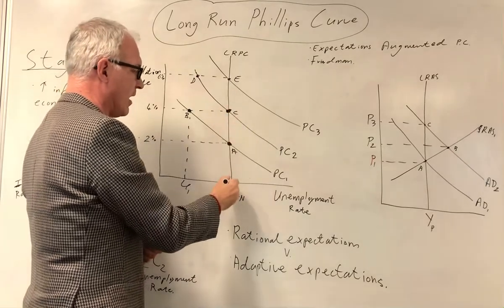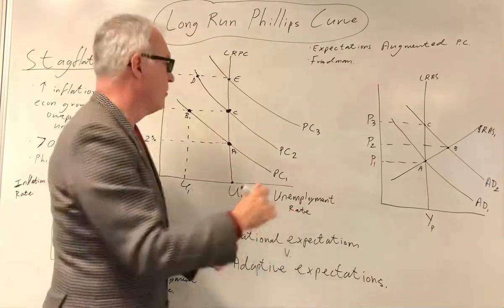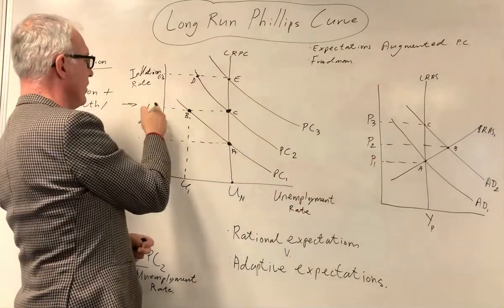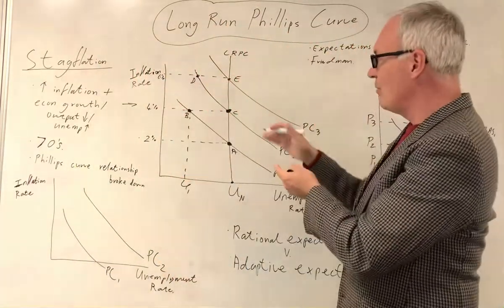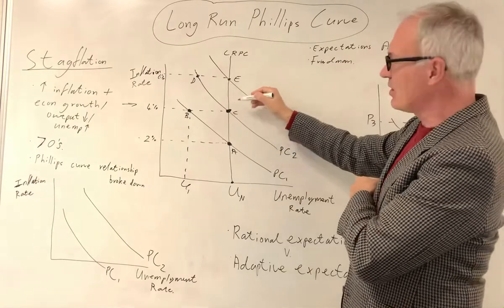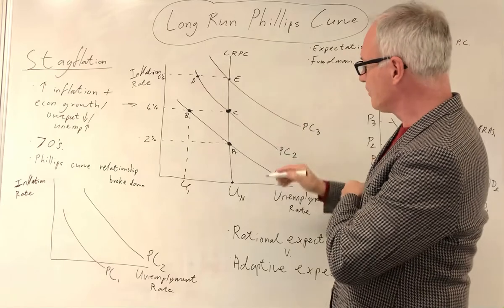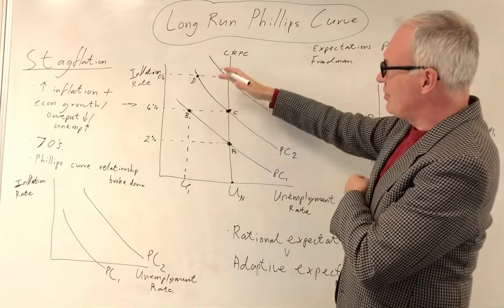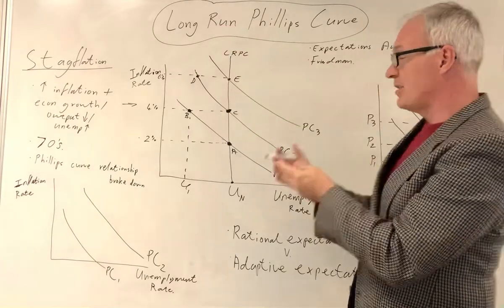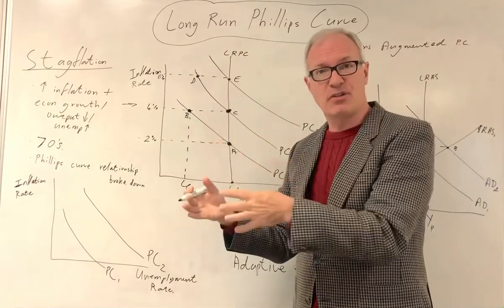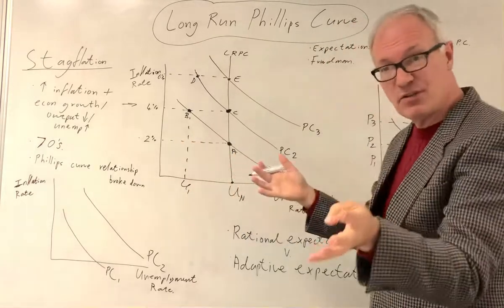So we end up back where we started at the natural rate of unemployment, but with this additional inflation. Inflation has now increased to 4%, and we now have higher inflationary expectations. So we've moved from PC1 to PC2. And this series of Phillips curves, the short-run Phillips curves, are really related to higher inflationary expectations on behalf of workers and firms, economic agents if you like.